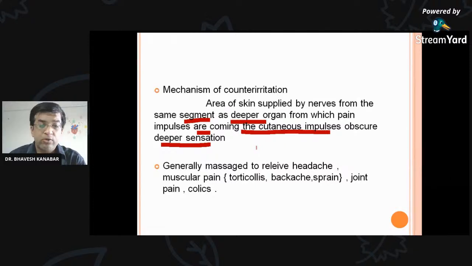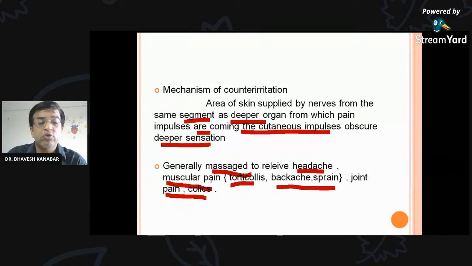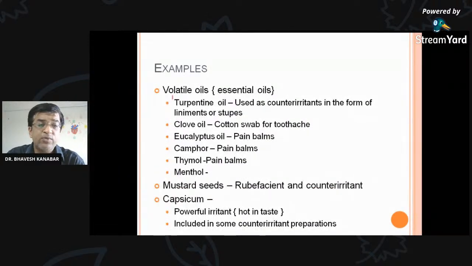Generally counter irritants are applied with massage to relieve headache. They are used to relieve muscular pain like torticollis, backache, sprain, joint pain, and abdominal colic. Examples of counter irritants: volatile oils, which are essential oils, and turpentine oil, which is used as a counter irritant.